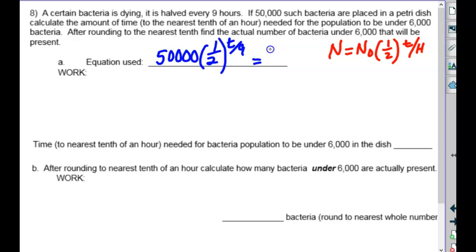And we want it to get down to 6,000. Now it is decaying. It's going down. So if we want to fall below 6,000, we might need extra time at the end, right? We'll see what happens. All right, what do I do first and what do I not do first? Yeah, don't multiply it times a half. We've got to divide.